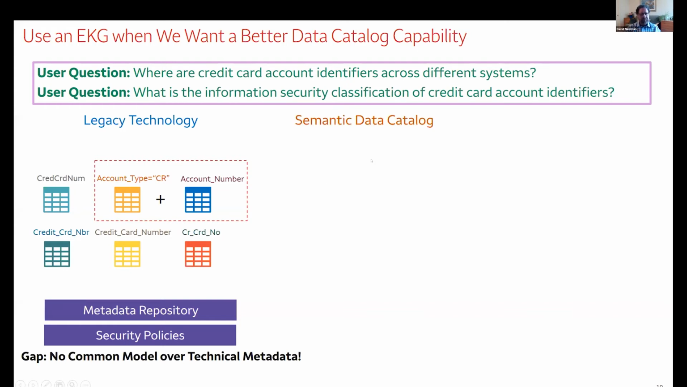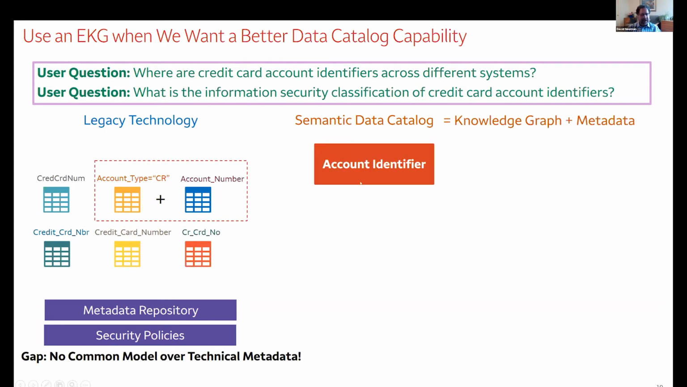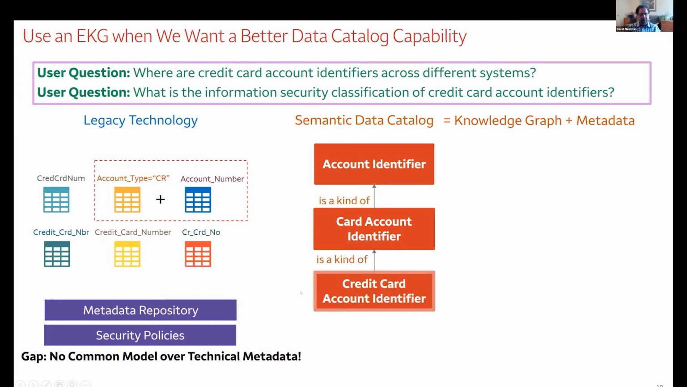Fast forward to what we would call a semantic data catalog, it's really a knowledge graph plus metadata. So we'll have the concept of an account identifier and the concept of a card account identifier, which is a kind of account identifier. We'll have something more specialized like a credit card account identifier, which is a kind of card account and an account identifier. Think of it as sets, things in bigger and bigger sets. So the concept can then be mapped, using a variety of techniques, to the physical data elements, the metadata essentially.